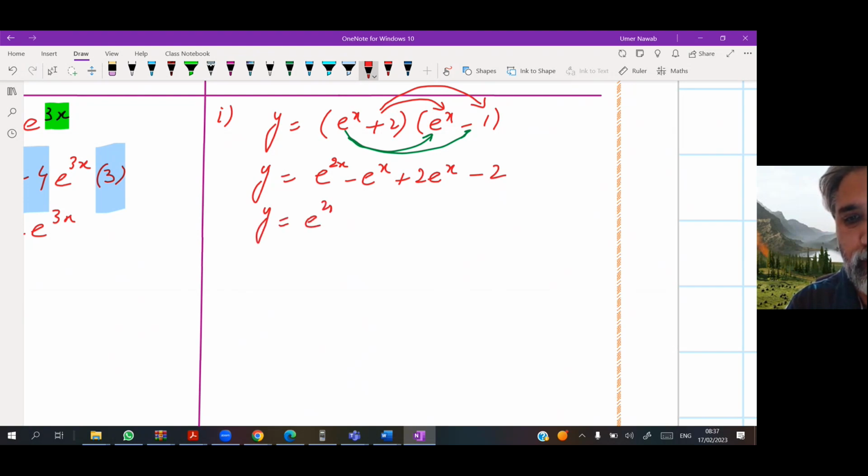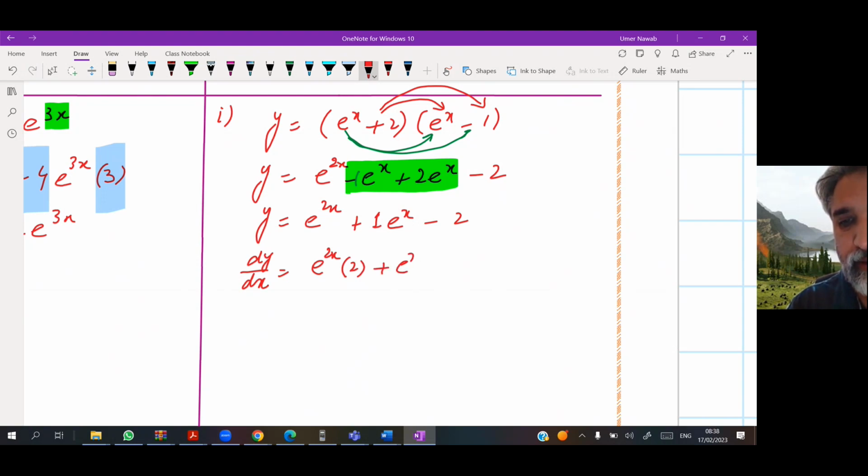So y is equal to e raised by 2x. Now, can I simplify them? Yes, it has minus 1 at the back. So plus 2 minus 1 is just plus 1, e raised by x minus 2. Now apply the differentiation dy by dx. Same answer, further derivative of 2x is 2. Same answer, and the derivative of minus 2 is 0. I may write dy by dx is equal to 2e^2x plus e raised by x.